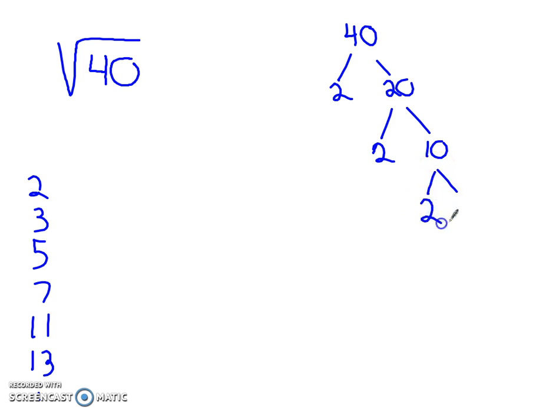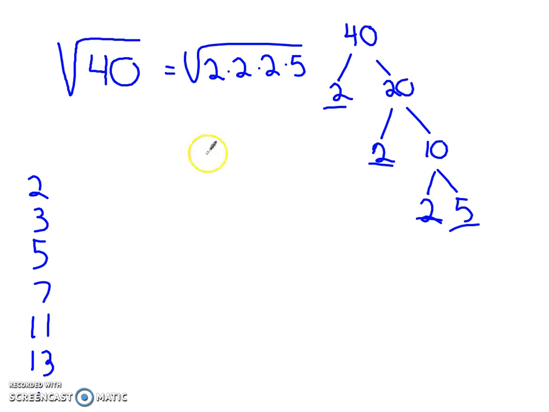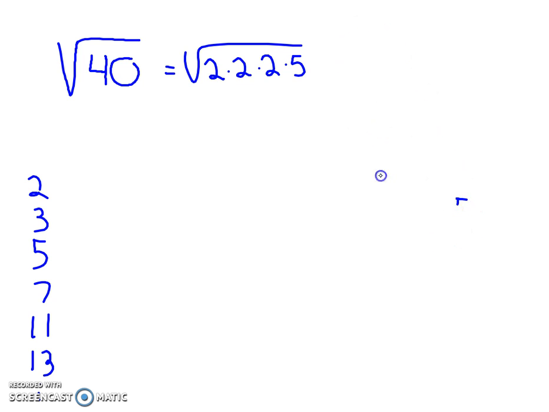5 and 2. Okay. So now you know that root 40 can be written as 2, 2, 2, 5, because here's all the numbers at the bottom of the tree. Okay? This is a tree diagram. I don't like this method as much, but it works. So I've got 2, 2, 2, 5. Okay. The method I prefer to use, make some room back over here, is this.